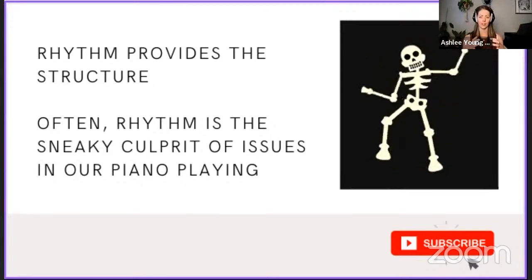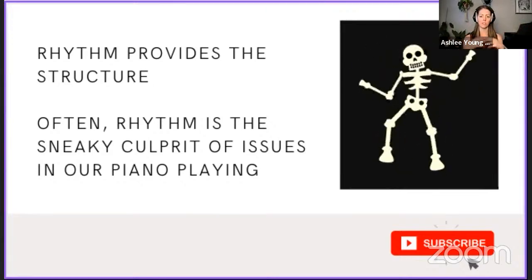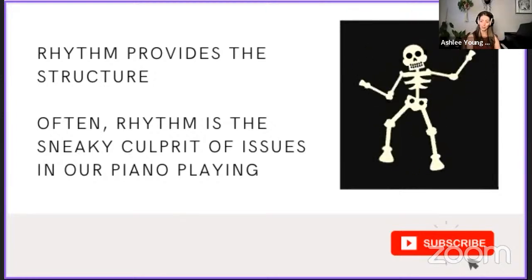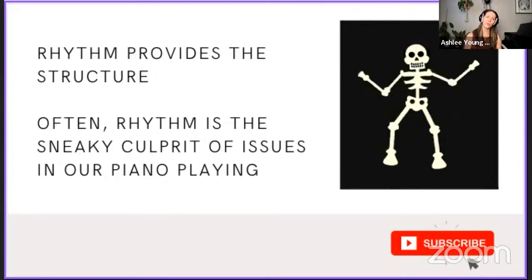It's what holds everything together. And I think that's a really good visual. If we imagine not having any bones, we would just kind of melt to a puddle on the floor and be goop and nothing would function properly, right? And the same is true with rhythm.